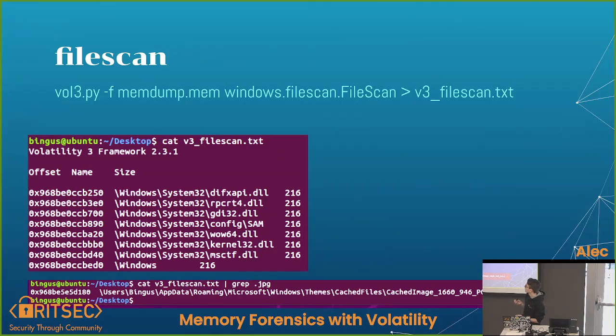FileScan is looking through the files that are in RAM and currently loaded. In this example, there's a lot of DLLs. DLLs form the bulk of this output, but you can grep for specific things. You can grep for EXEs, you can grep for images in this case, text files, anything that you might have reason to look for.